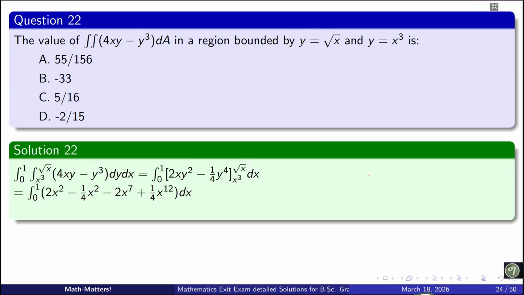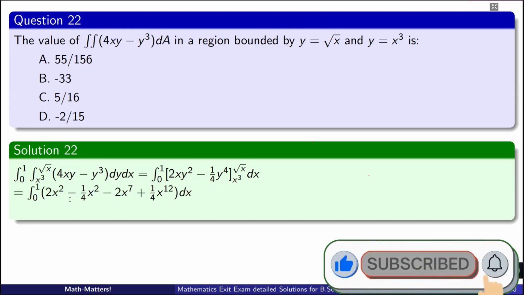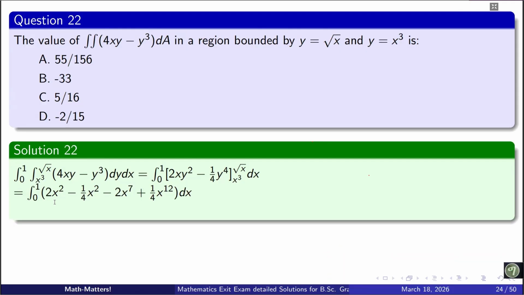Then when we substitute the upper and lower limits of integration, we have this function: the outer integral from 0 to 1 of x cubed to x squared minus 1 over 4 x squared minus 2x to the power of 7 plus 1 over 4 x to the power of 12. This term, the function included in the bracket, is obtained from this one by substituting the upper limit of integration, that is radical x, and the lower limit of integration, that is x squared, for y squared and y to the power of 4.